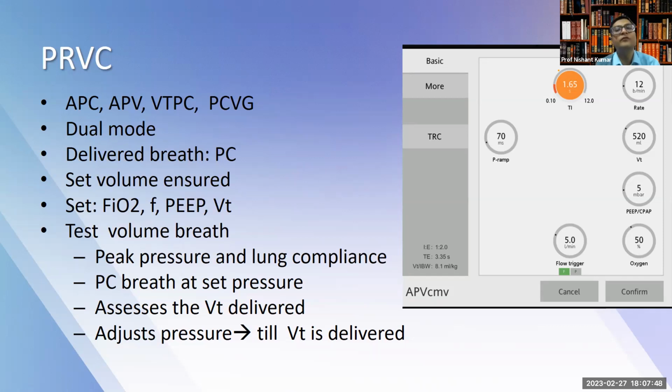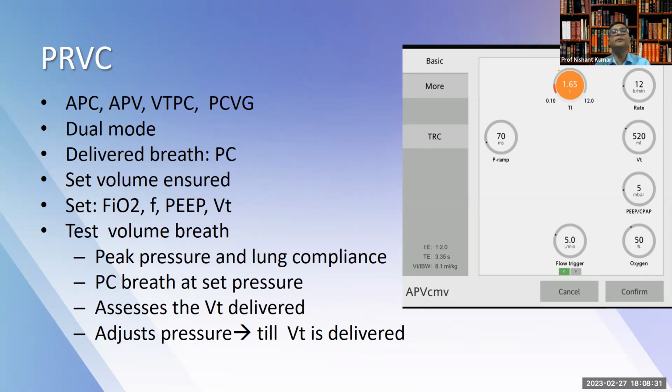we set an FiO2, we set a rate, we set PEEP, and we set a tidal volume. So here, if you see these settings, we have the FiO2, the PEEP, the tidal volume, and the rate, which are set as the primary settings. What it does is that it gives a test volume breath to ascertain the peak pressure and lung compliance, that is the resistance and compliance of the lungs, right? So it delivers a pressure control breath at a particular pressure, sees what the expired tidal volume is, and then adjusts the pressure till the tidal volume that you have set is delivered.